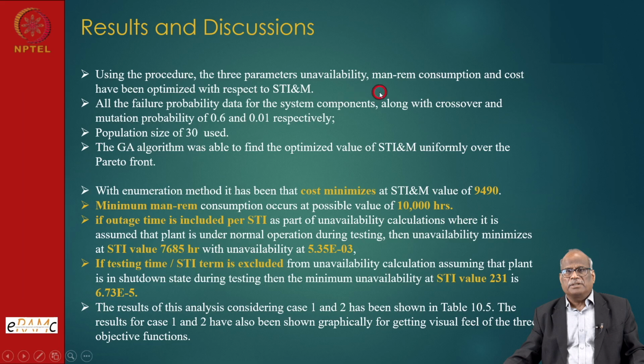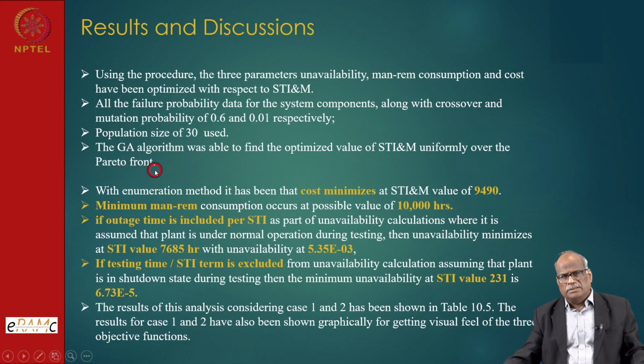Using this procedure, the three parameters availability, mineral consumption and cost have been optimized, and these are very important things in surveillance test interval and maintenance optimization. All the failure probability data for the system components, along with the crossover and mutation probabilities, were taken from 0.6 to 0.01 respectively. So these are the crossover probability and the mutation probability that we used in our genetic algorithm, and this we were discussing in the previous slide. Population size of 30, because 30 components which mattered were taken into this GA modeling, and the GA algorithm was able to find the optimum value of STI uniformly over the Pareto front.